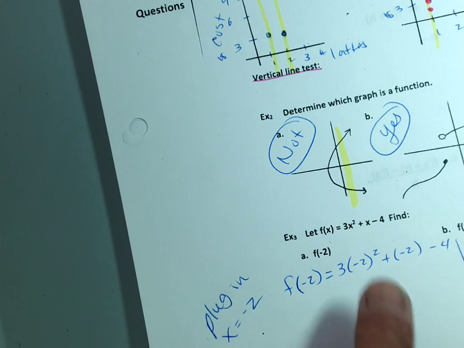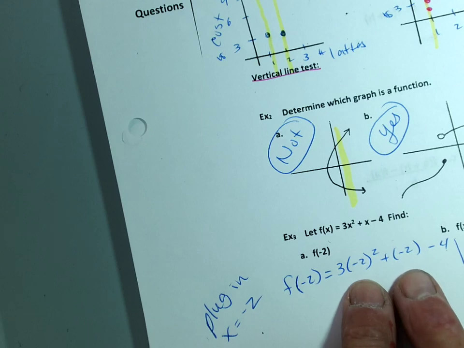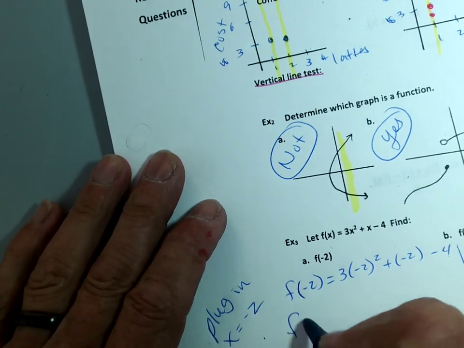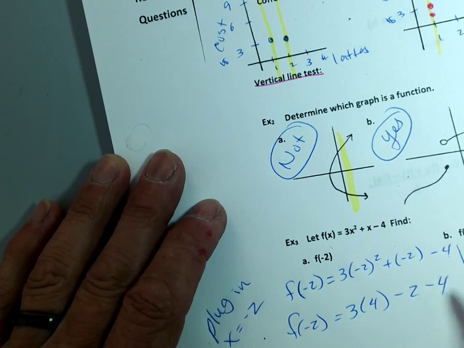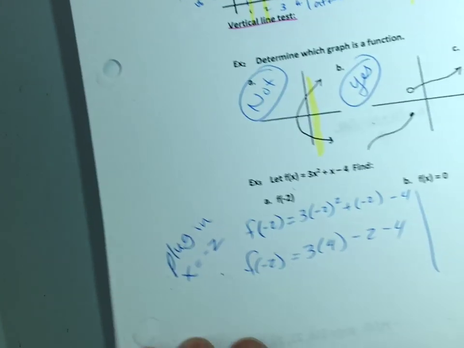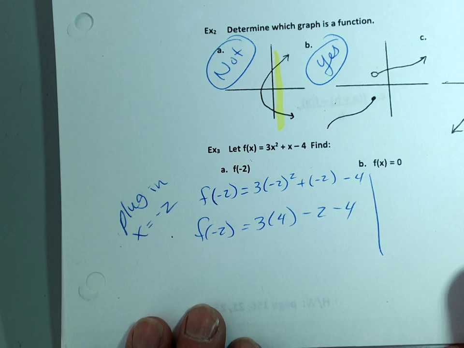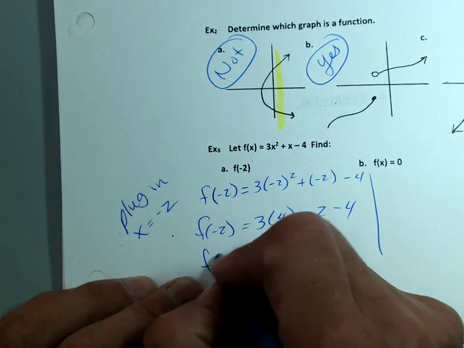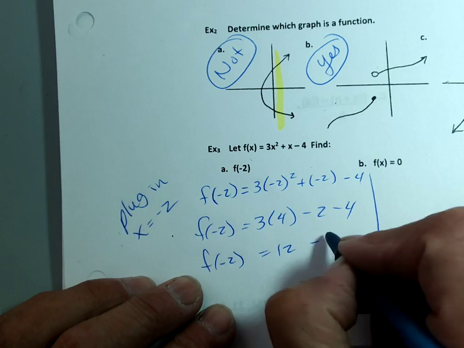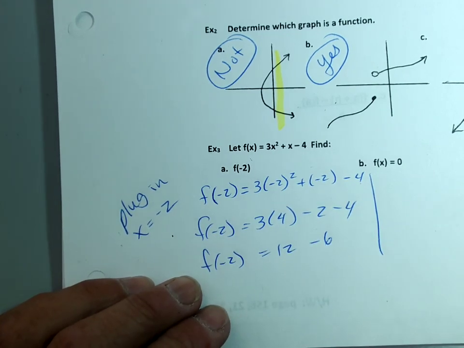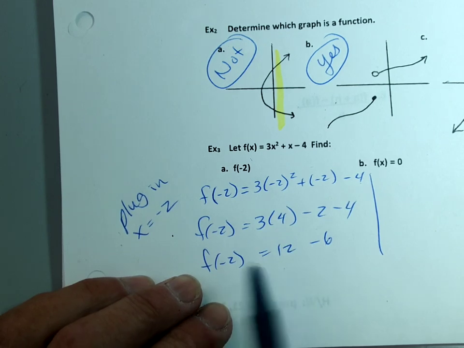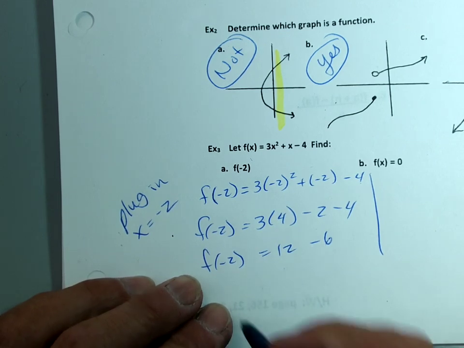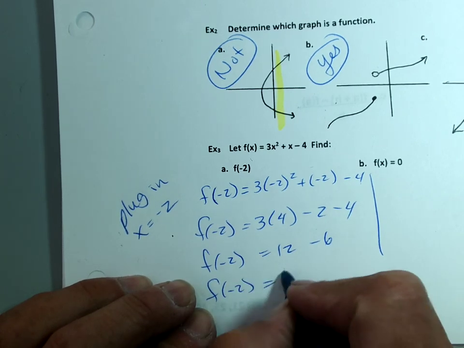All right, so I'm just plugging in -2 for x. Okay, everybody good on that? Okay. So let's figure it out. So f of -2 is equal to 3 times a positive 4 minus 2 minus 4, right? So f of -2 is equal to 12 minus 6. What did you get? 3 times 4. That's okay. Oh, okay, I see. And then f of -2 is just 6, okay?